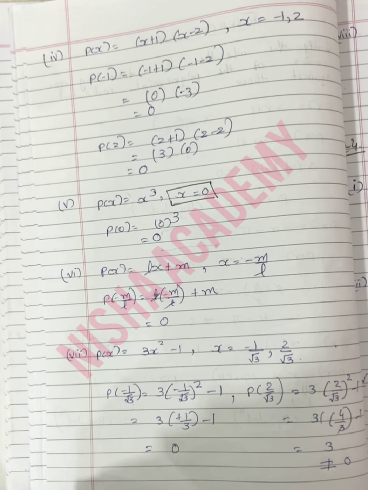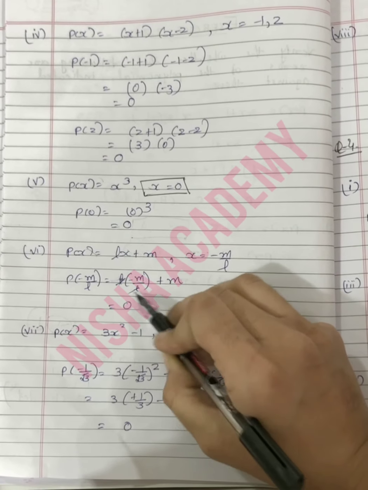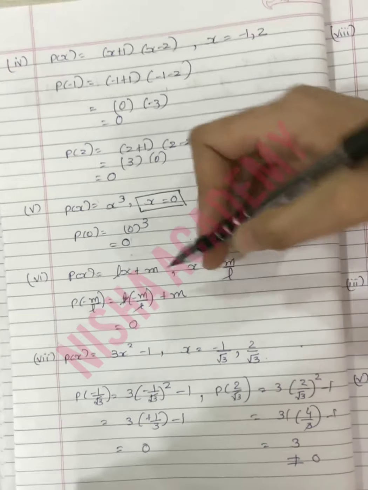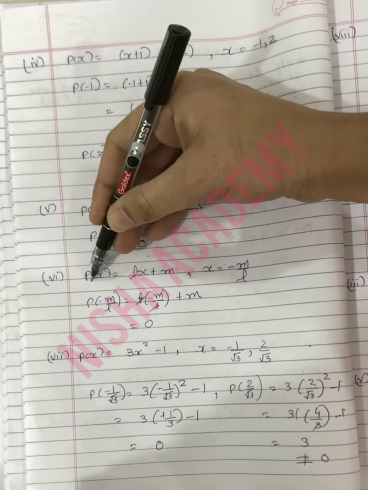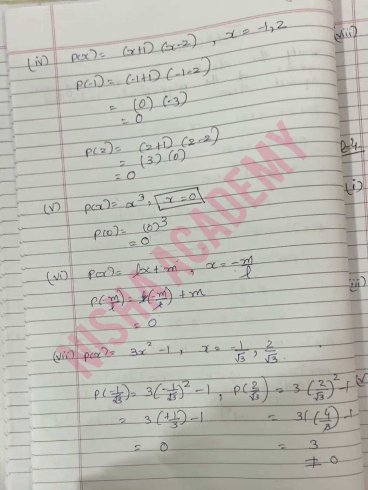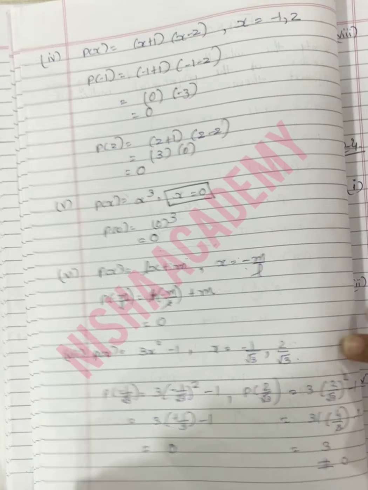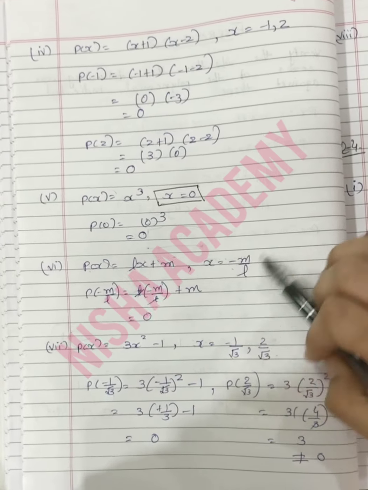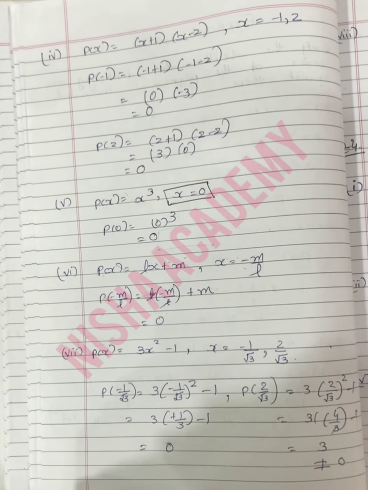So (L minus m) by (L plus m). L is gone, minus m plus m, we are getting 0. So minus m by L is the 0 of the polynomial p of x equal to Lx plus m. I am repeating this statement very often because we have been given x and we have to find whether it is the 0 of the polynomial or not.